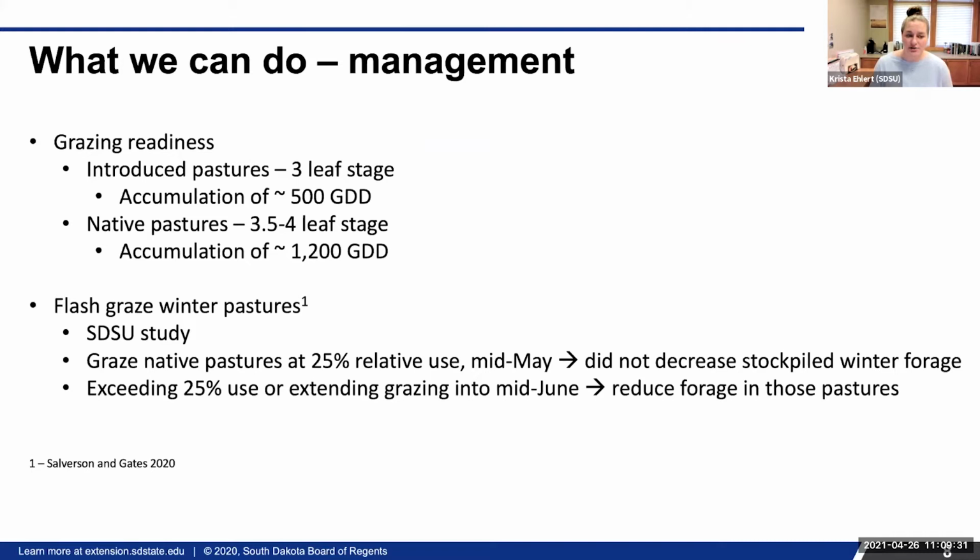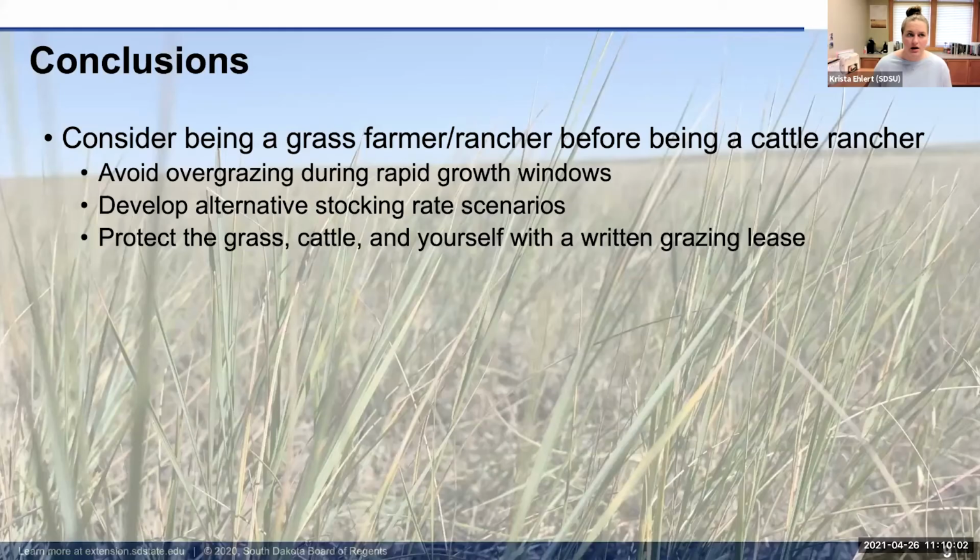Lastly, you can also flash graze your winter pastures. Again, this was an SDSU study that was conducted. And what they found was that grazing native pastures at 25% utilization in mid-May did not decrease stockpiled winter forage. However, in pastures where you went above 25% utilization, or if grazing was extended into mid-June, then those pastures saw reduced forage.